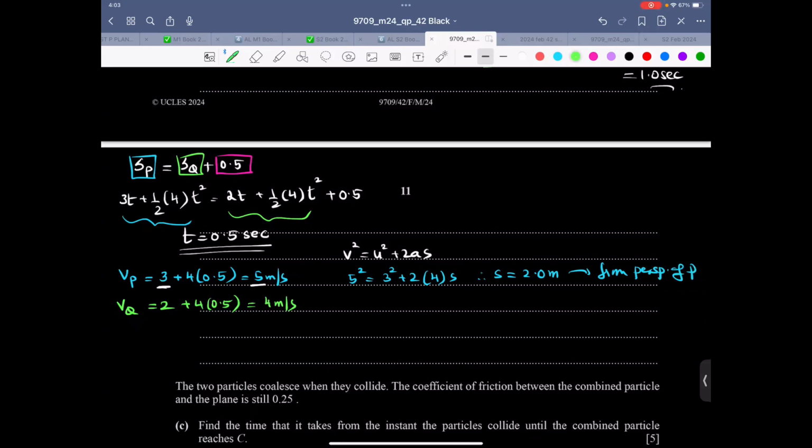If I talk about Q, I'll write 4 square is equal to 2 square plus 2 into 4 into S. So 4 square is 16, 16 minus 4 is 12, 12 divided by 8, therefore S comes out to be 1.5 meters. This is from the perspective of Q.